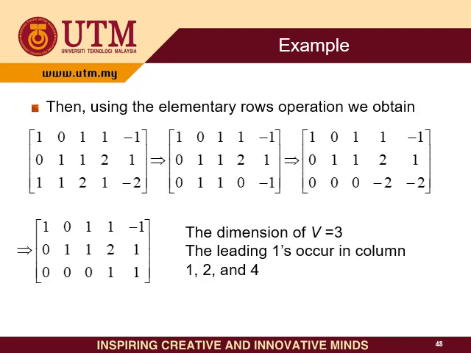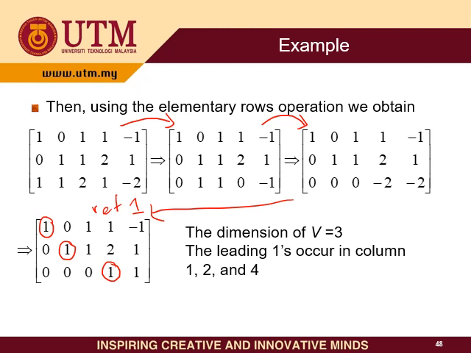Then, by using the elementary row operations, we obtained from this to this. We do the row operation until you get your row echelon form with leading 1. This is our E here. The dimension of V is 3. Why? Because of the leading 1 here, leading 1 here. We have 3.